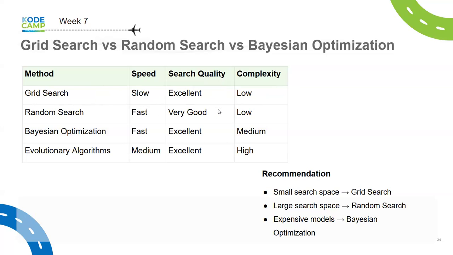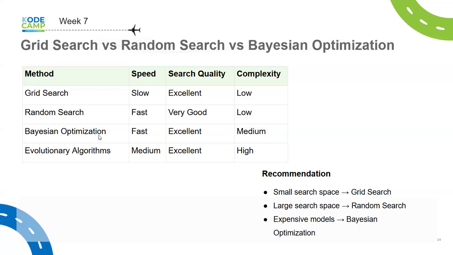Search quality is very good because even though it's random, it's highly probable that it will get an optimal outcome. But complexity again is low. It just takes a random subset of the original grid space.